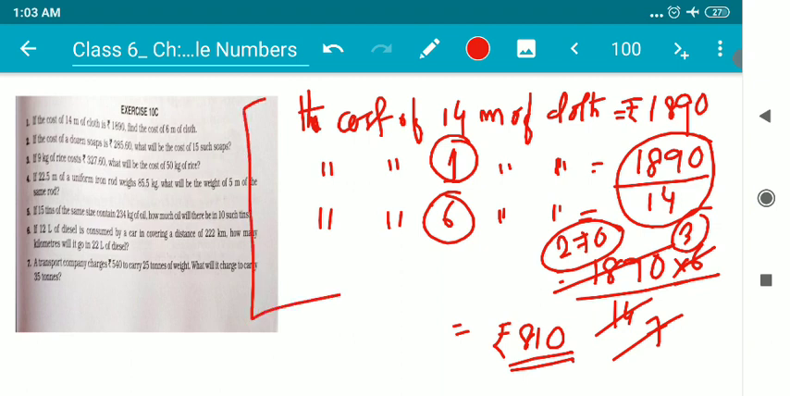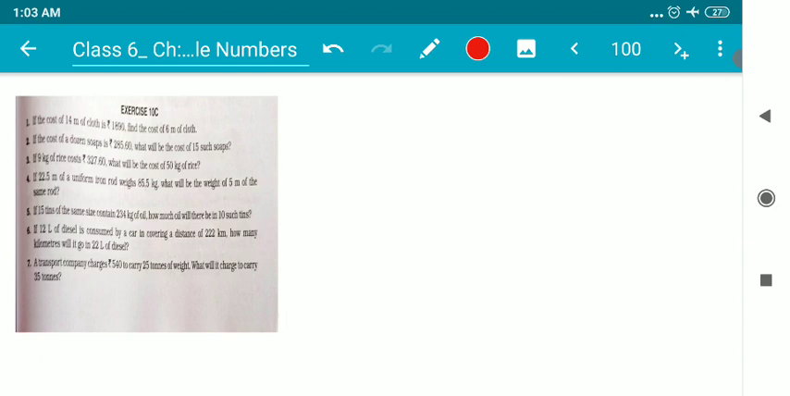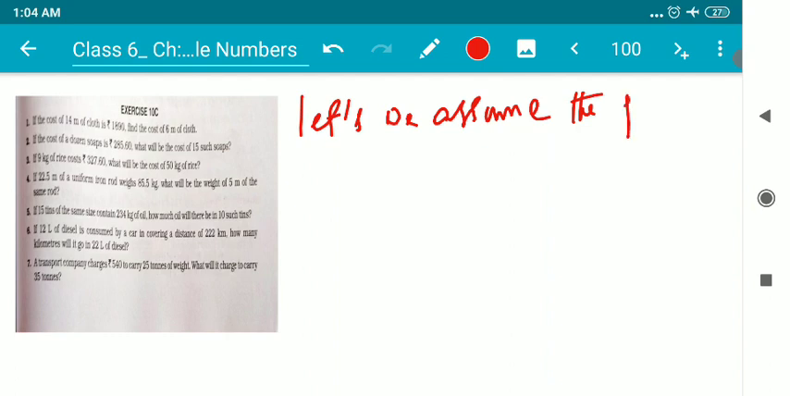Children, this one I have calculated using the unitary method. The same thing I can show using the proportion method. Children, the concept of proportion is very simple. The price for 6 meter of cloth we don't know, let it be X. So let's assume the price of 6 meter of cloth be equal to X rupees.